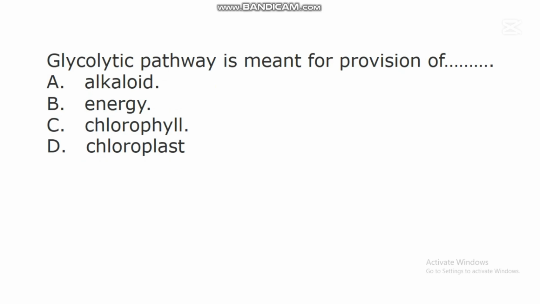The next question says, glycolytic pathway is meant for provision of dash. A. Alkaloid. B. Energy. C. Chlorophyll. D. Chloroplast. In this question, the correct answer is B. Energy. Glycolytic pathway is meant for provision of energy in the cell of an organism.